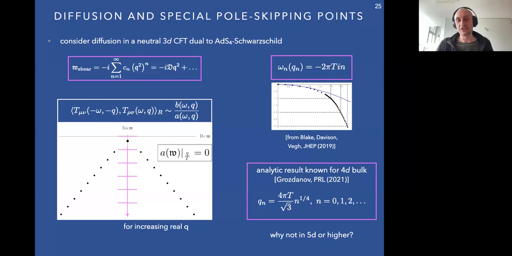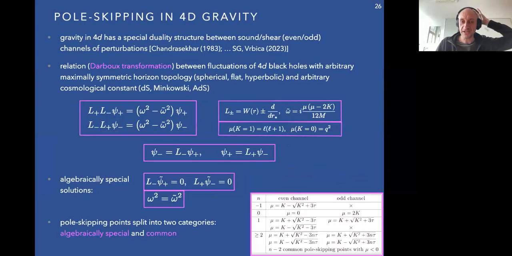There's also an interesting question of why I was able to do this only in 4D and not in any other dimension. I don't really have time to go through this, but we have a new paper now with my student Mile Vrbica from Edinburgh, where we explain why this is the case. So there's something special about 4D gravity. Basically, in 4D gravity you can write the linearized fluctuations, which have two channels: a sound channel and a shear channel.